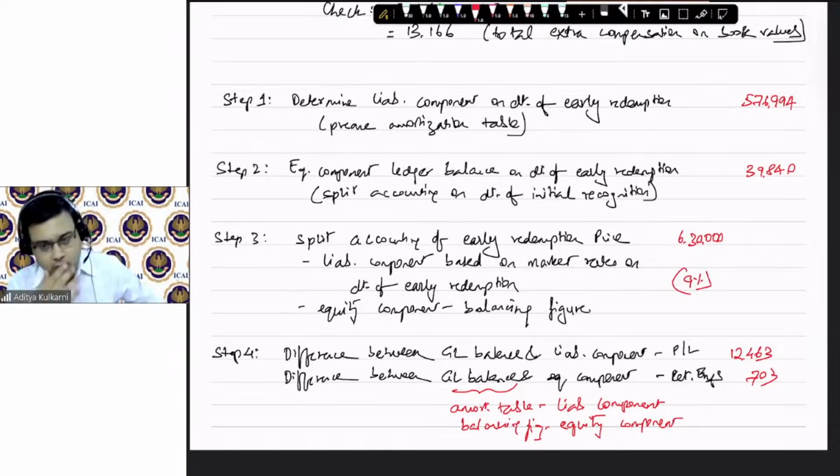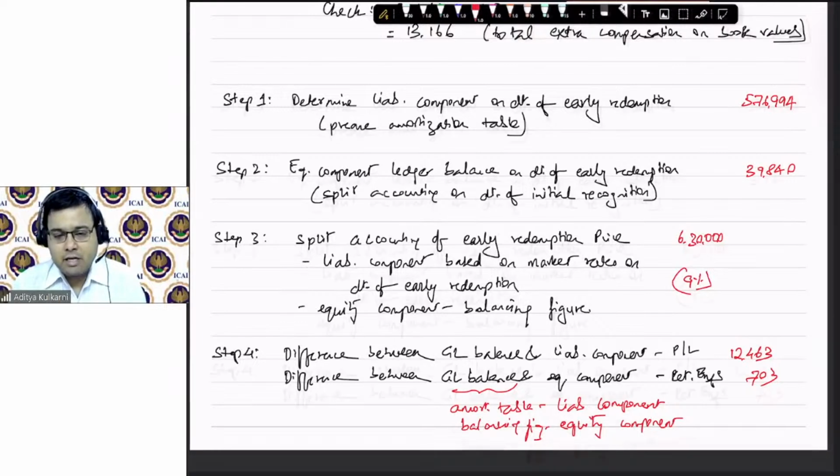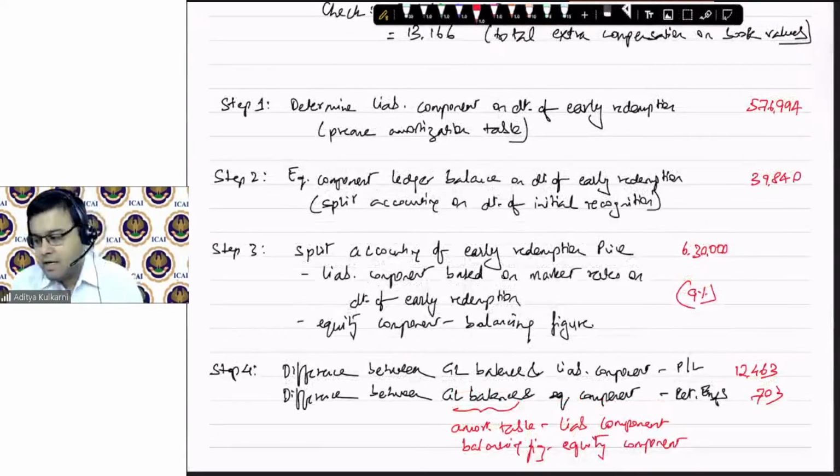The difference between the GL balance, which is basically the amortization table balance in case of liability component, and the new value which you have determined on the date of early redemption, for the liability component it will go to the profit and loss, and for the equity component the same will go to retained earnings. So this was where we had ended last.